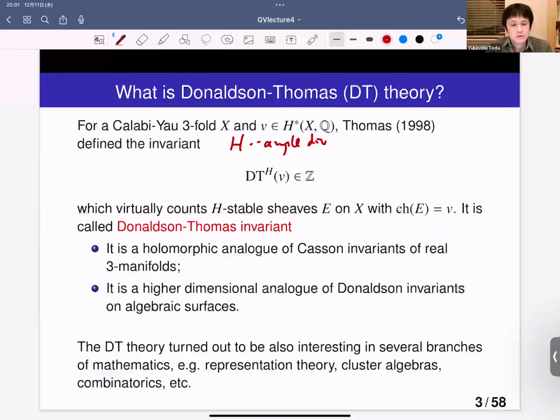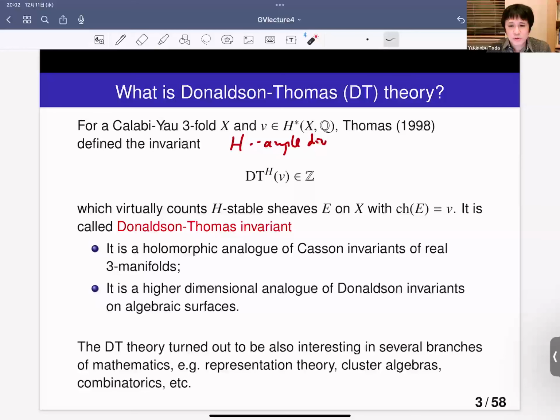Then from this data we can define an invariant. Under some assumption, we can define the invariant which virtually counts H-stable sheaves. The stability condition was defined in the previous lecture. It virtually counts stable sheaves with Chern character v, and this is called the Donaldson-Thomas invariant. There are also several generalizations and variants of this construction, which I will explain later.